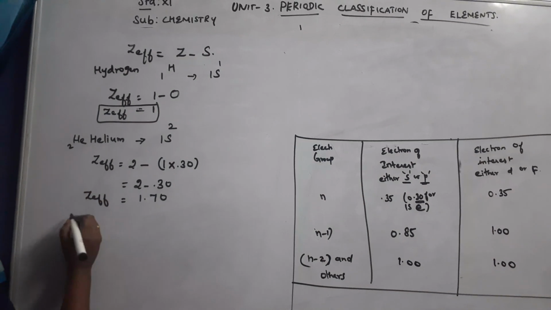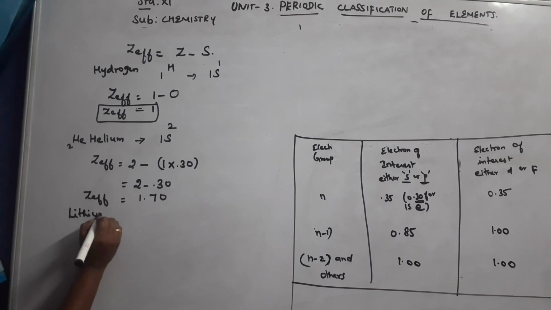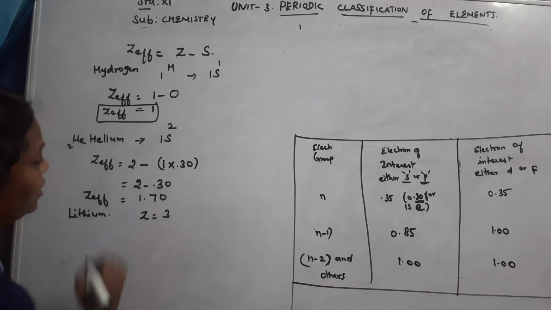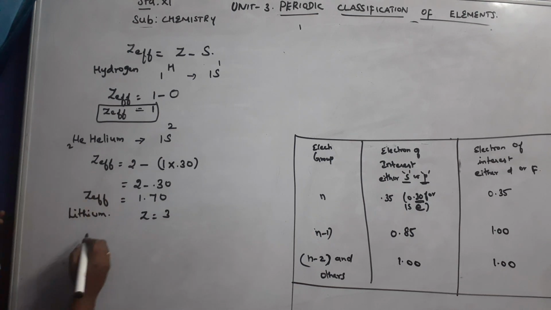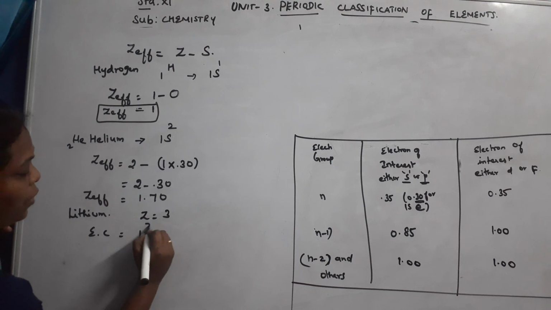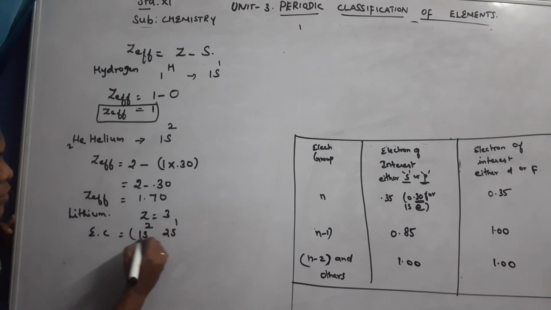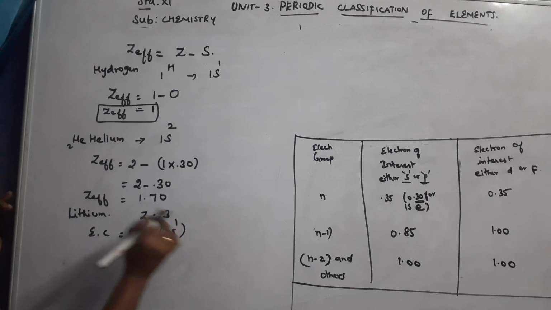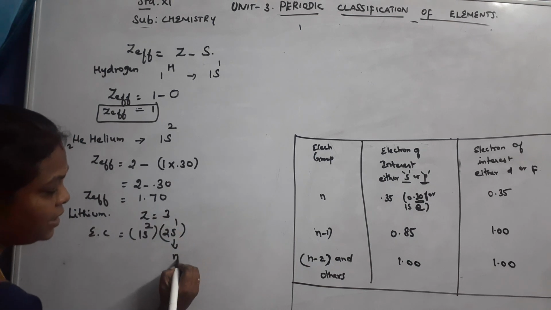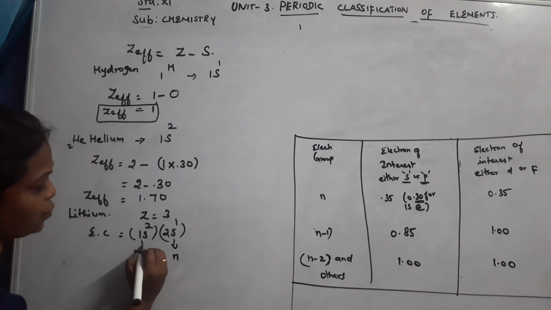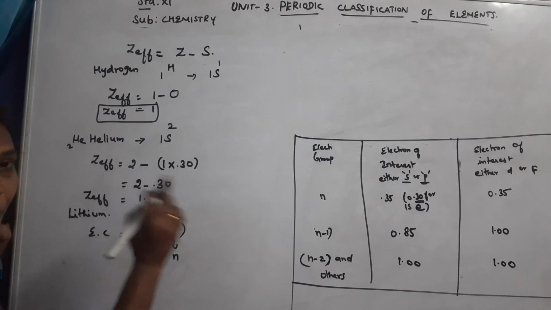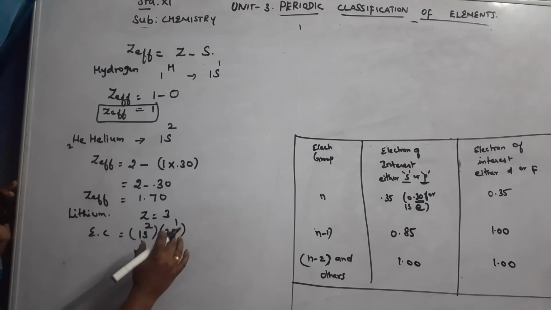Now let us calculate for lithium. The atomic number for lithium is 3, Z equal to 3, which means it contains 3 electrons. So how can we write the electronic configuration? 1s2, 2s1. We are going to calculate the effective nuclear charge for an electron present in the 2s orbital. Therefore this is considered as the nth shell and this is considered as n minus 1. Since the nth shell contains only 1 electron, there is no contribution of shielding effect from this shell.